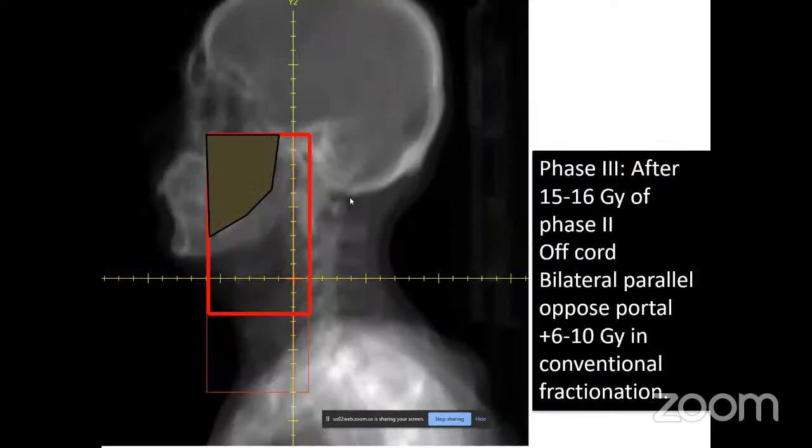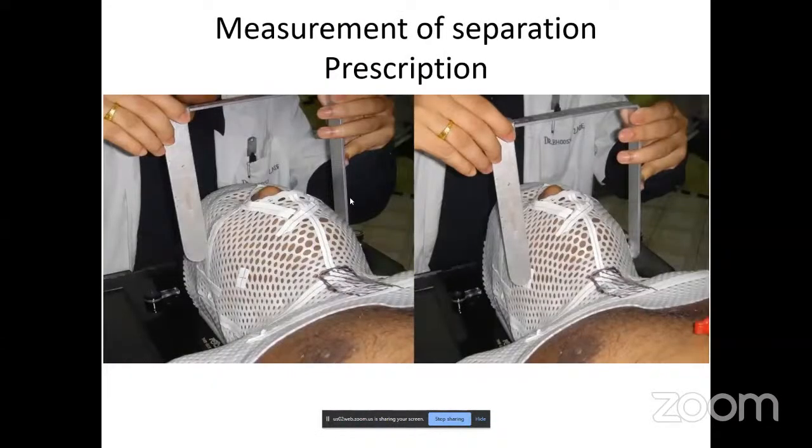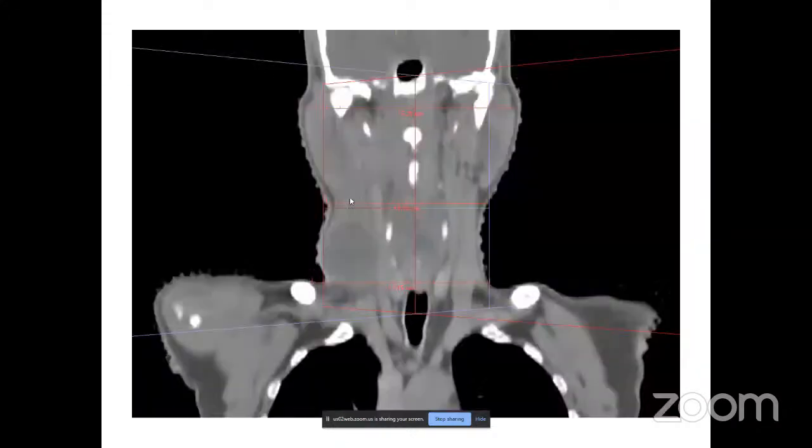And once it is done, it is important to give the prescription. So how do we prescribe? Usually we measure the separation at the upper border, at the middle, and at the lower aspect, and we take the average of these three areas, and on the basis of the average depth, we prescribe the dose.